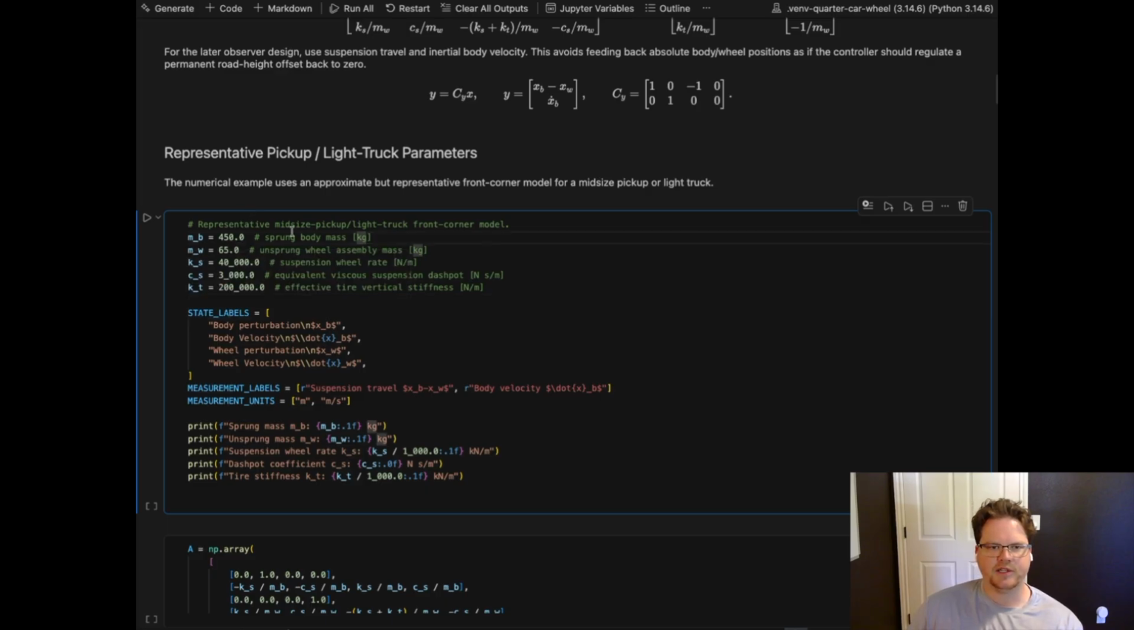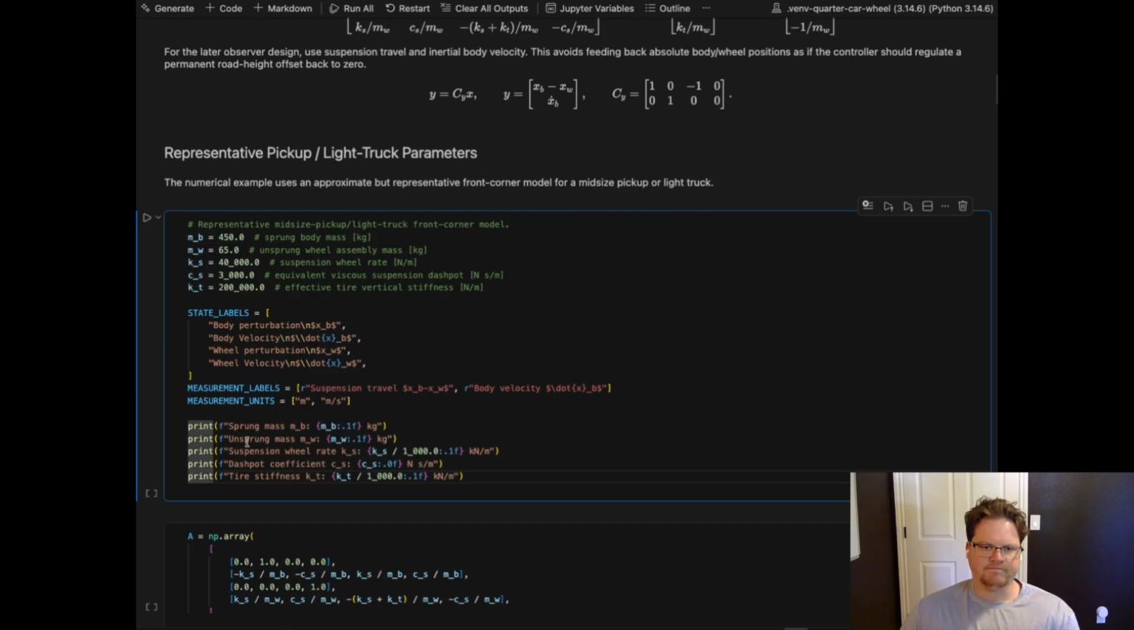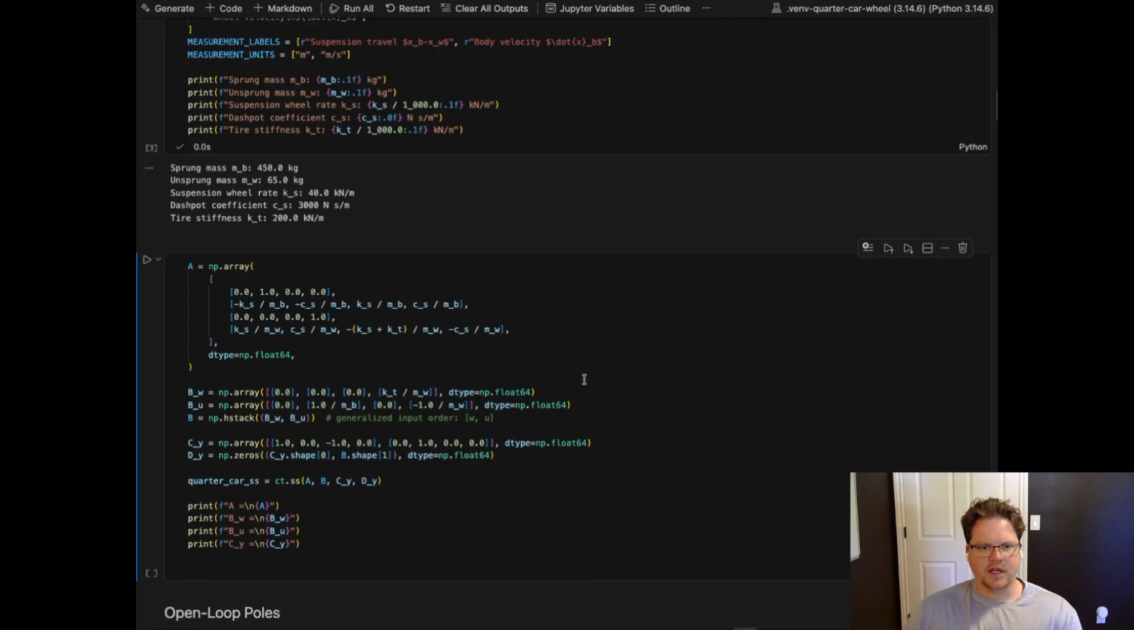And we could just briefly see that the body is significantly heavier than the wheel. And then these are the relative springs between the suspension and the tire stiffness and the dashpot here of the suspension. And then similar thing, this is just for the plotting that'll happen later. So state labels, measurement labels that I described, units. And then I'm just printing off these coefficients, I guess, for posterity.